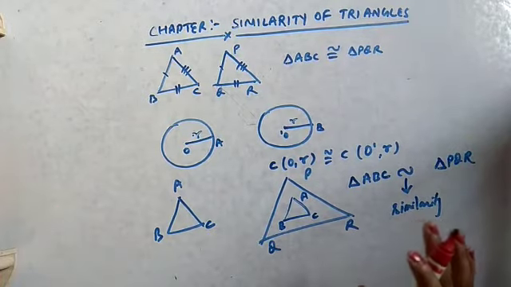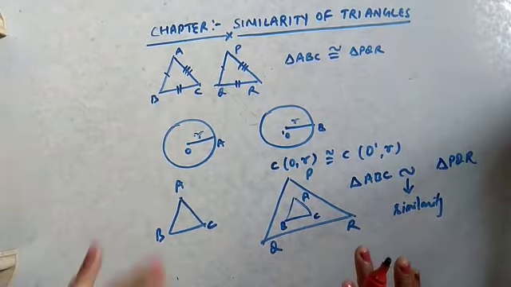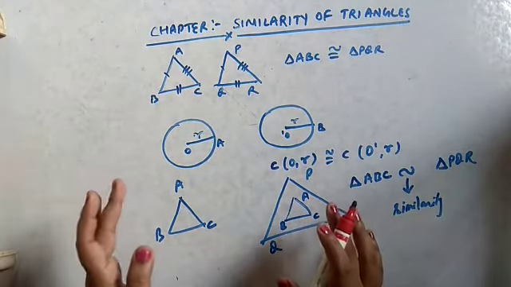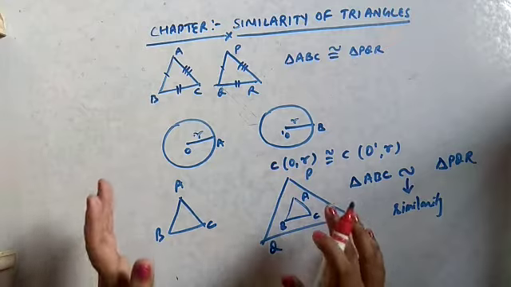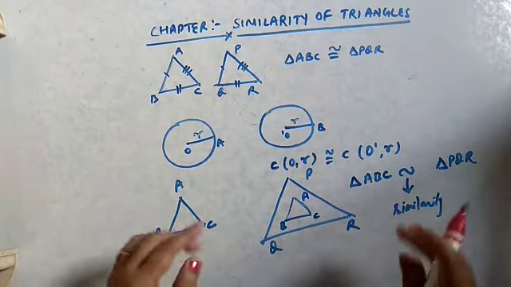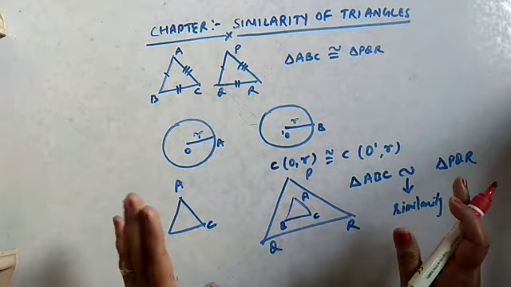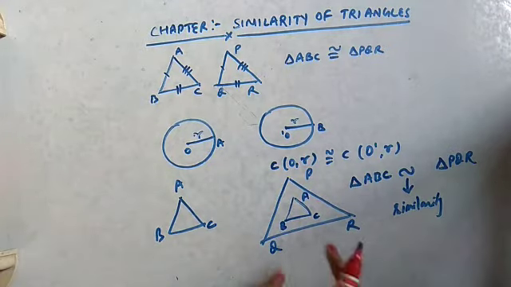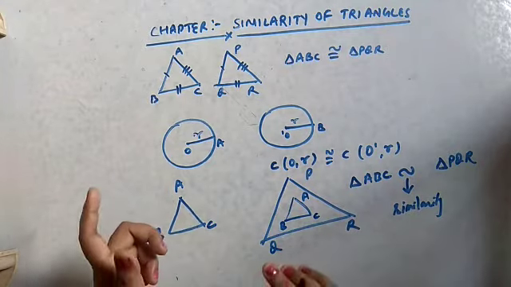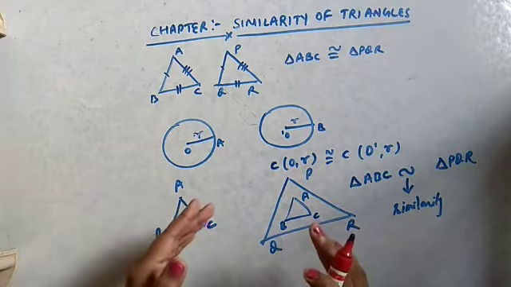In that case, we will say triangles are not congruent, but they are similar. This is the sign for similarity. So, triangle ABC is similar to triangle PQR. So, this is the main difference between similarity and congruency. In congruency, when two geometrical figures are congruent, they are exactly the same in shape and size. But when two triangles are similar, they look like each other, but they are not exactly the same in size. Their sides or their boundaries are in some proportion.